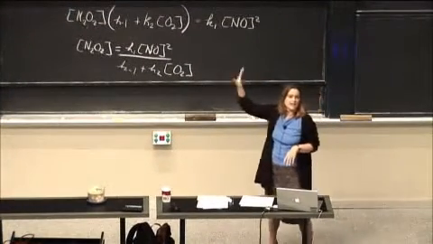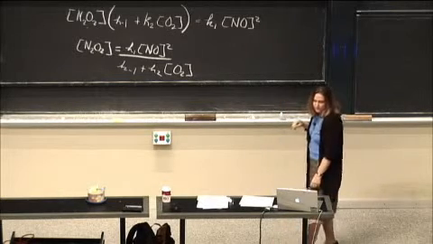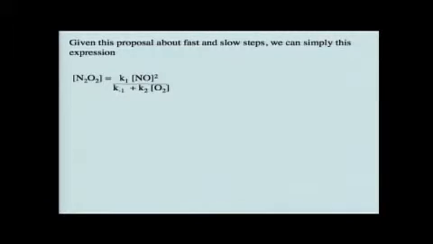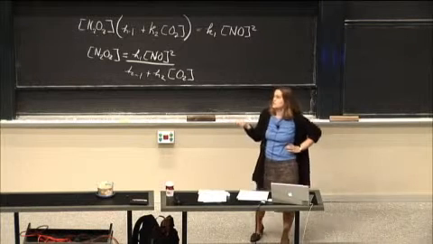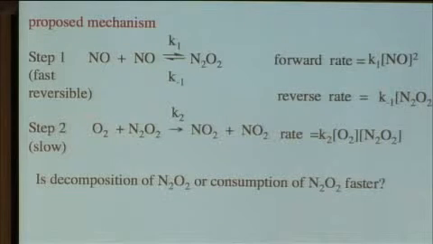If we make assumptions now about a step being fast and a step being slow, we're going to be able to simplify this expression here. All right, so we're going to ask the question then. Let's just say the first step is fast and the second step is slow. And we're going to see whether that gives us an answer that's consistent with the experimentally determined rate law.